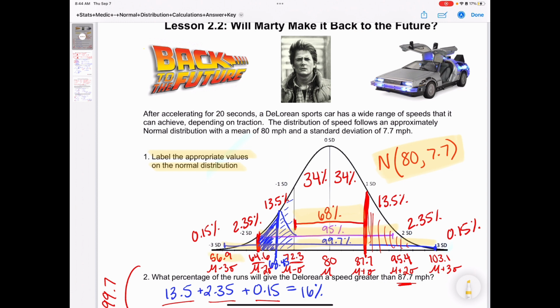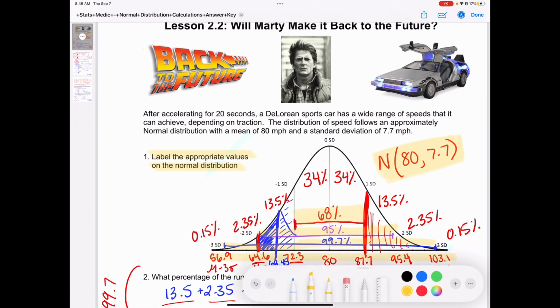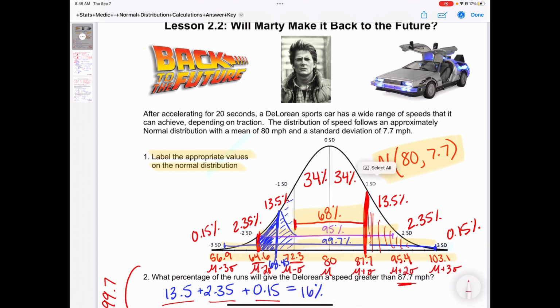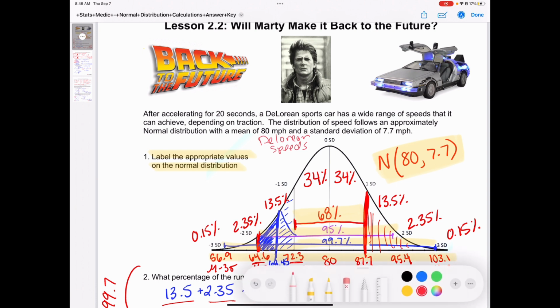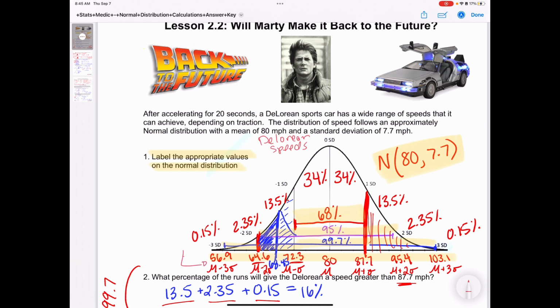The next thing you need to do is make sure you label everything down here. One thing that's not included on here is that we need to explain what all these things are, so let's add that. This is DeLorean speeds, so we're going to write DeLorean speeds as the title. Then let's put some sort of a label down here, and let's put speeds in miles per hour.